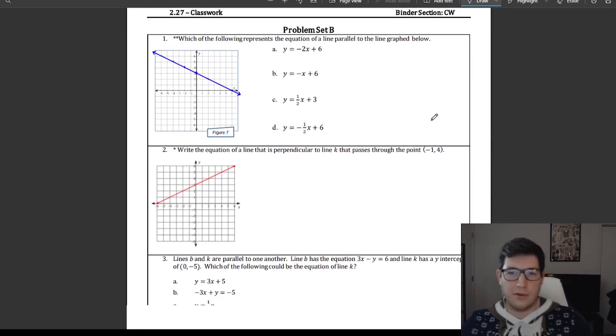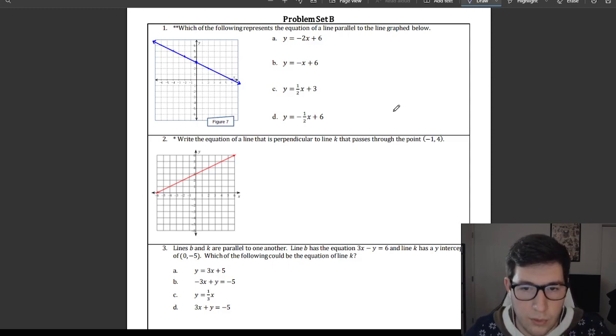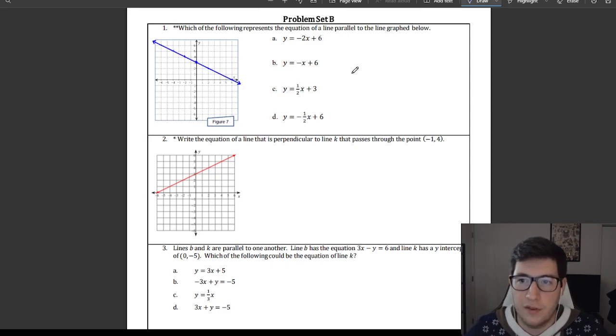Alright, so we're moving down to problem set B. Hopefully you're noticing that these are really quick. These are pretty fast. It's something that we should definitely have down by now. For some of us, this is day 3 with parallel and perpendicular lines. For some of us, it's day 2. But hopefully we're getting the gist of these and really being able to move through these.